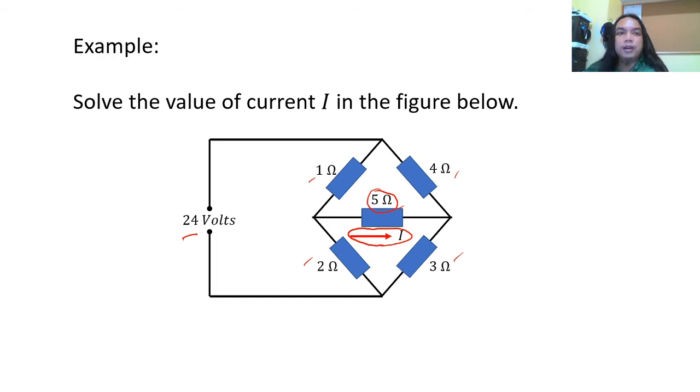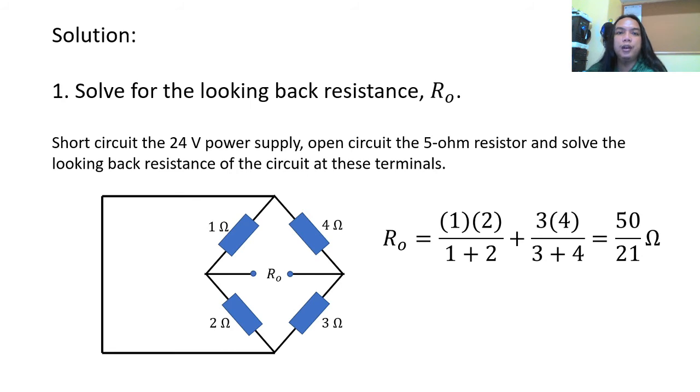As a solution, first we need to solve the looking back resistance RO. First you need to short circuit the 24 volt power supply. As you can see here, there is no power supply, or no voltage applied to the circuit. Then open circuit the 5 ohm resistor, and solve the looking back resistance of this circuit.